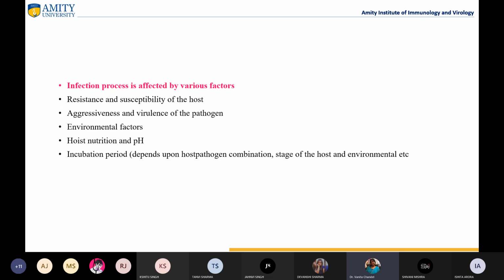Then aggressiveness and virulence of the pathogen. How aggressive is the pathogen? How virulent is the pathogen? How much infection can it cause in a particular plant, right? And then there are environmental factors, host nutrition and the pH, and the incubation period. Incubation period, again, as I told you, is the time when the pathogen first penetrates or enters the host till the time it shows the first symptom.